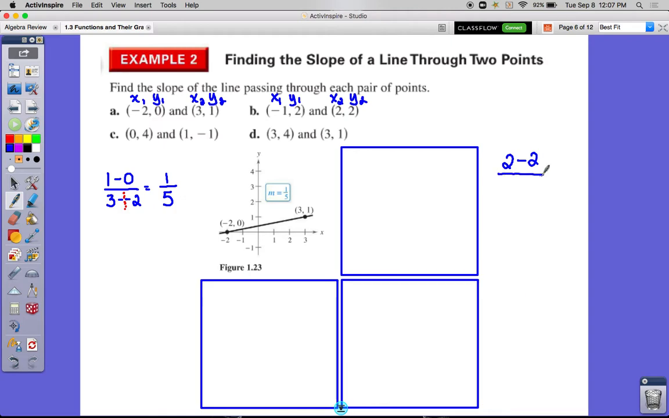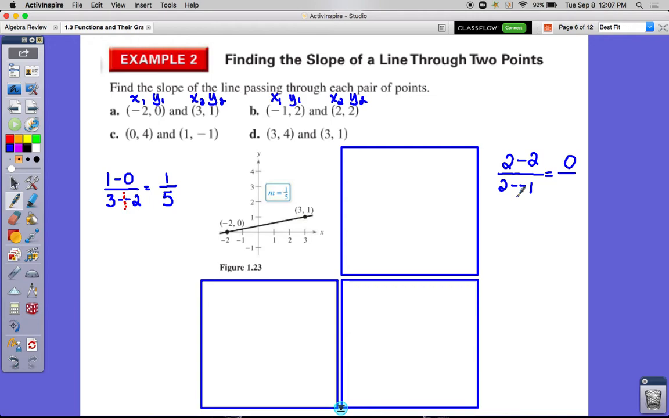And then when I go to the next part, I need to make sure I do x2 first, which is 2, and then minus a negative 1. This one is not really going to make a difference. Because what's 2 minus 2? 0. What is 2 minus negative 1?